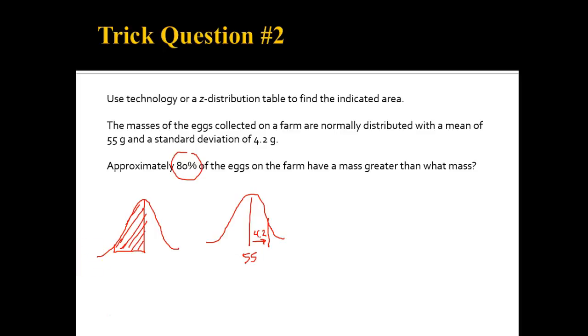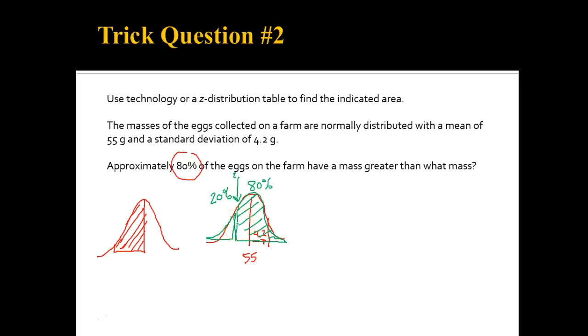So let's change our pen color here and we'll see if we can mark off what we think is 80%. 80% is a big amount, and greater than would be over here. Okay, so that's 80%. So there's a number here that is the mass of an egg where 80% of the eggs are bigger than that number. That's what we're trying to find. But that means that the rest of the eggs, 20%, are smaller than that number, and 80% are bigger than that number.